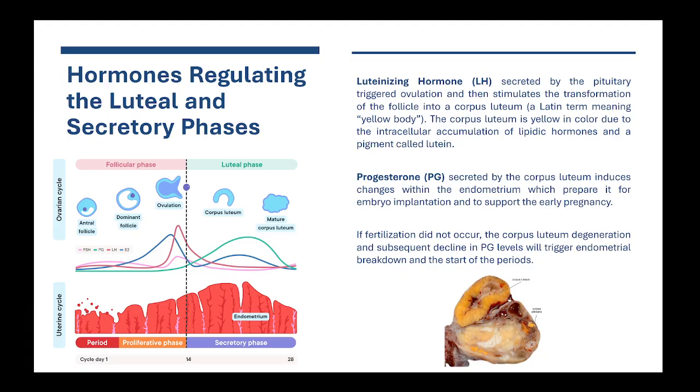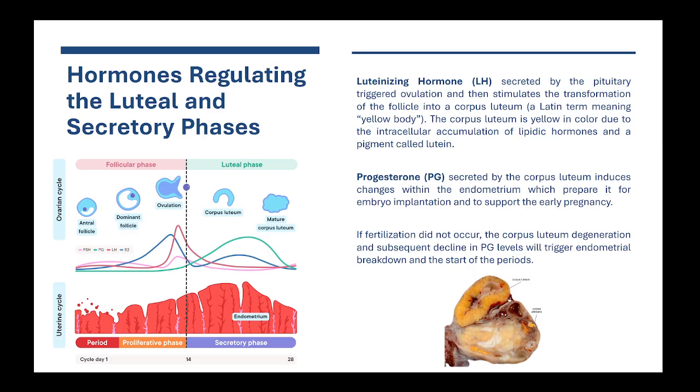Okay, so now the luteal and secretory phase, what happens? The luteinizing hormone, LH, which was secreted by the pituitary, we said helps to develop the follicle, but it also triggers the ovulation. After the ovulation, the luteal and secretory phase start, and LH stimulates the transformation of the follicle into a corpus luteum. Corpus luteum is a Latin term that means yellow body.